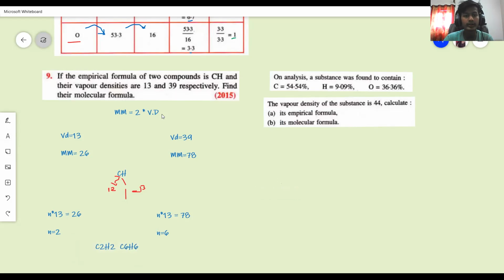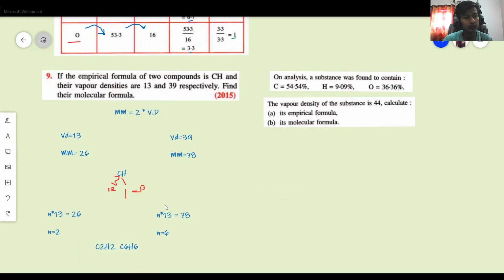So this was the question that was asked in the ICSE 2015 paper. The next question we have is on analysis.